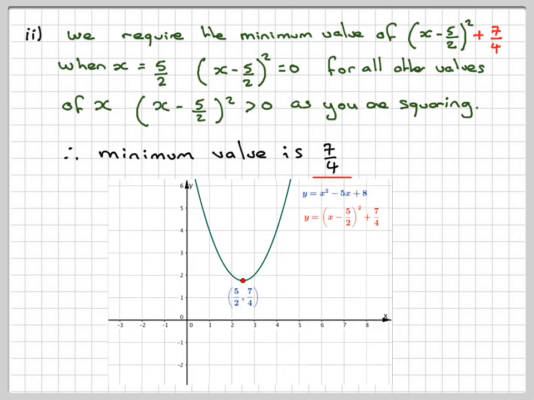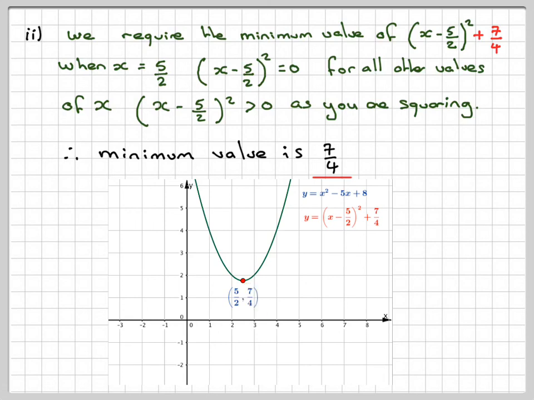You can look at this graph here. This is the original function, y is equal to x squared minus 5x plus 8. This is completed in the square format. It's the same function, and you can see the minimum value of y is 7 over 4, 1.75.